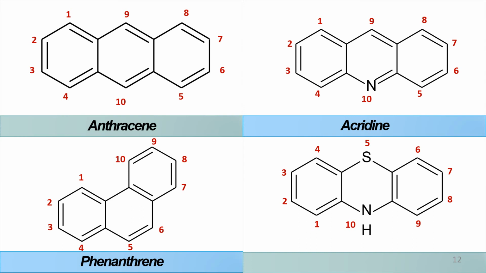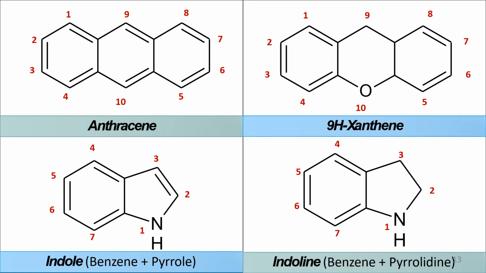The phenanthrene ring is also present. Next one is 10H-phenothiazine. Why 10H? Because the nitrogen is at position 10, with a hydrogen present, that's why 10H. Pheno, these are the 2 phenyl rings, thia for sulfur, azine for nitrogen. So the name of the structure is 10H-phenothiazine. Then anthracene, next xanthine, indole, indoline.